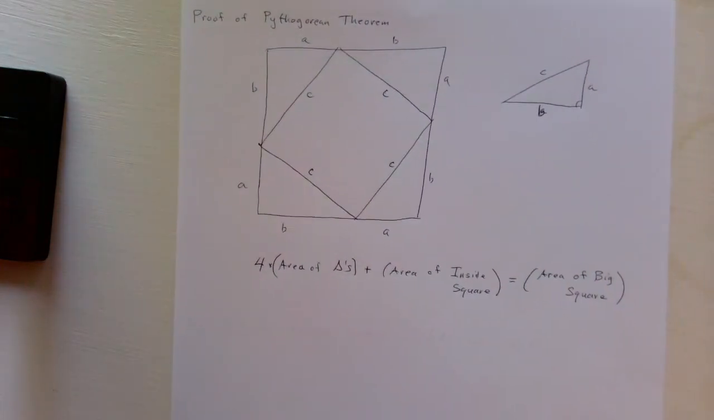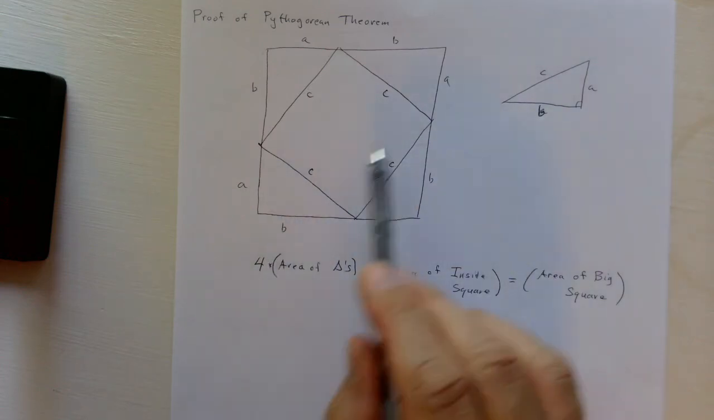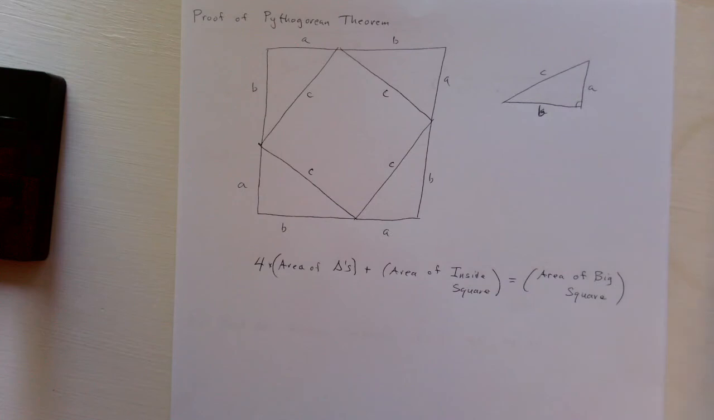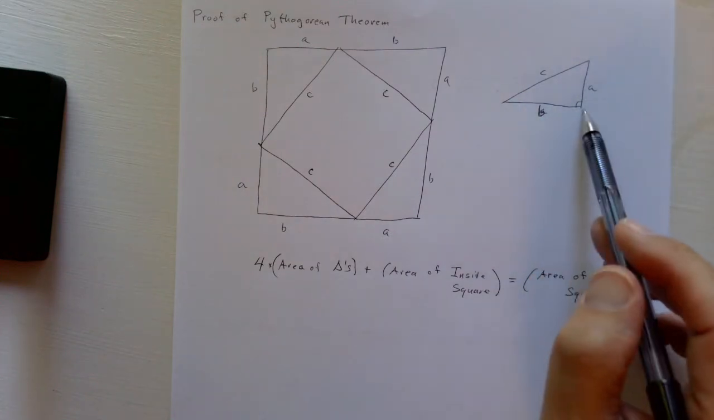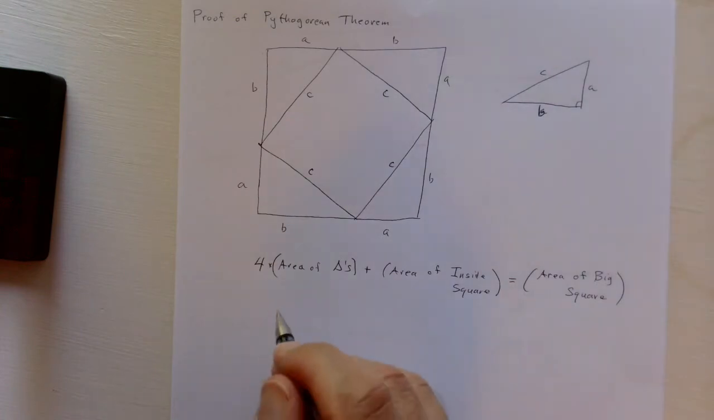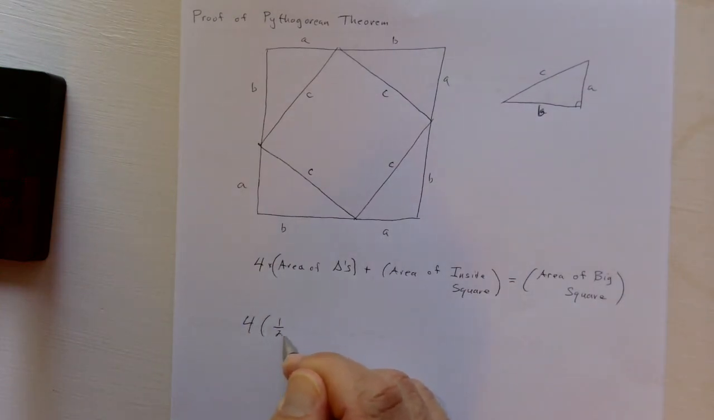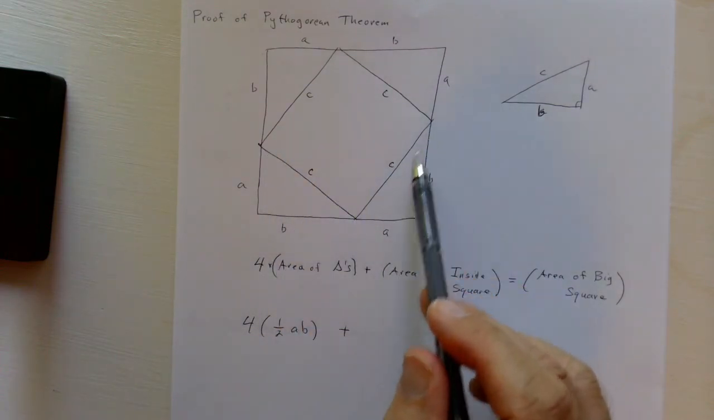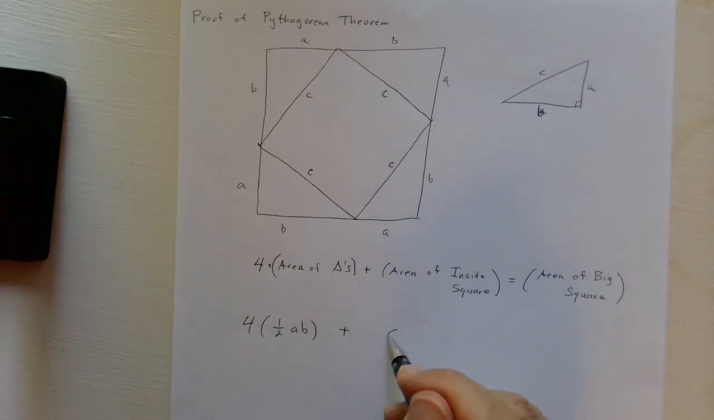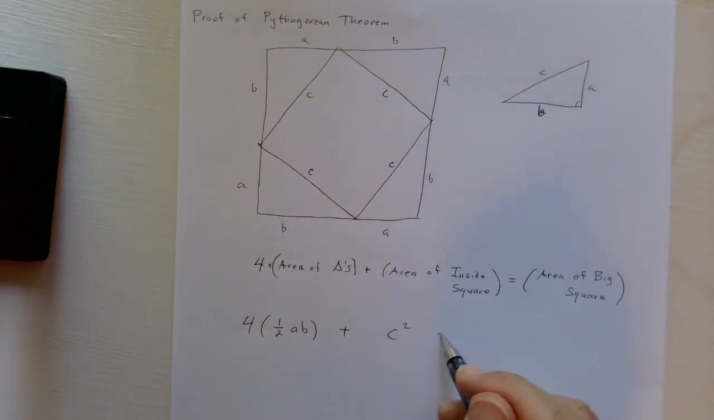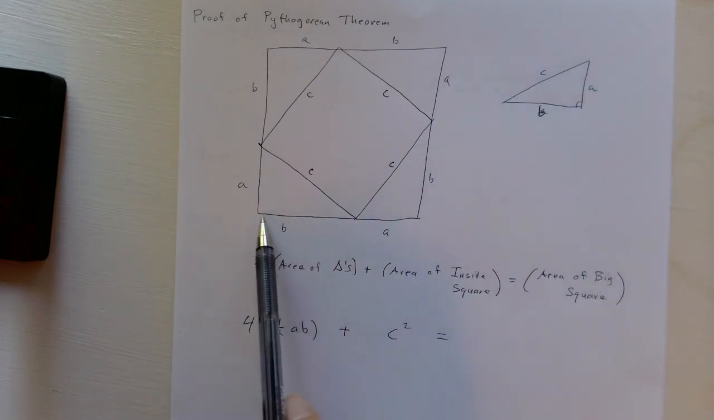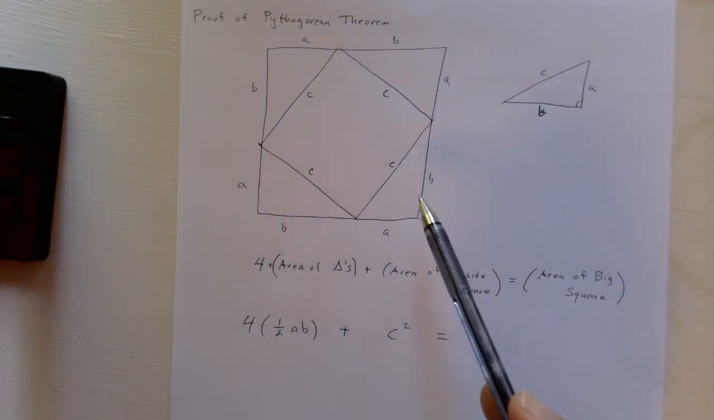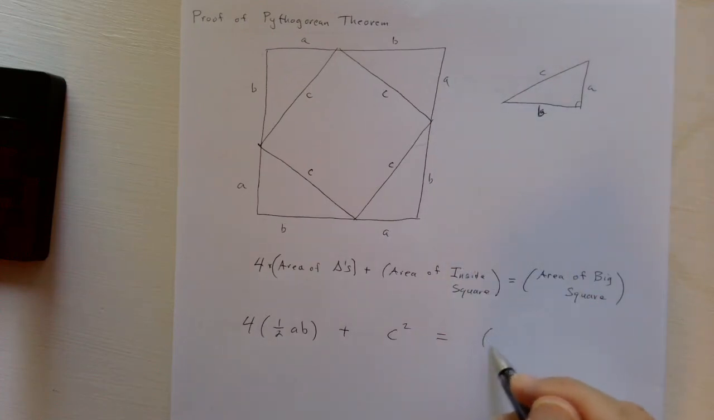Okay. And then we can say, well, what's the area of the triangle? Well, all these triangles are the same. The area of this triangle is 1/2 base times height. In this case, the base is B, the height is A. So this is 4 times 1/2 AB. The area of the inside square, well, the length of the side is C, so this is going to be C squared. And then the area of the big square, well, what's the length of each side of the big square? It's A plus B. So this is going to be A plus B quantity squared.